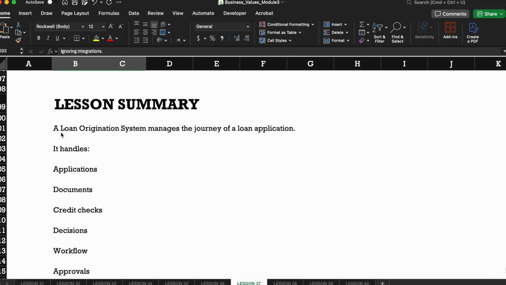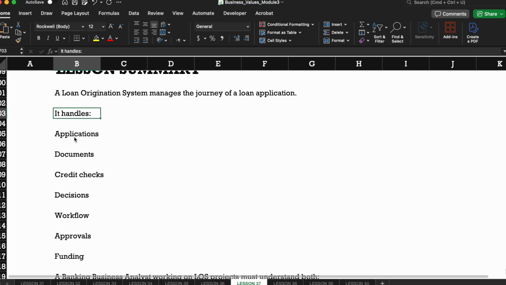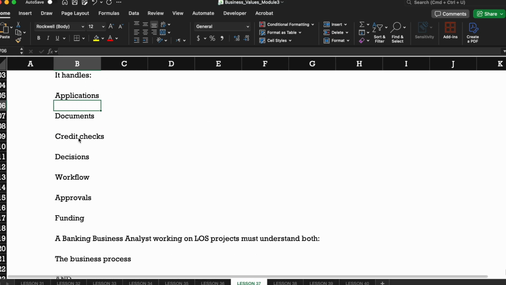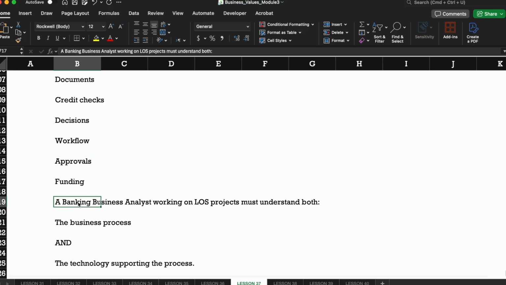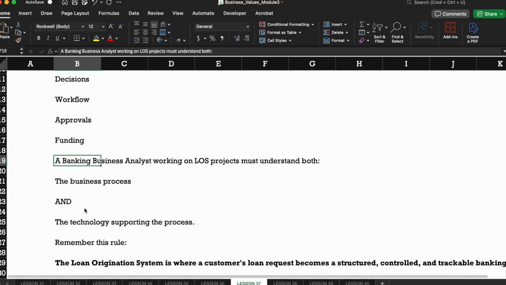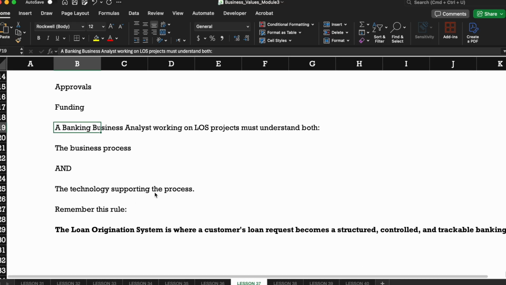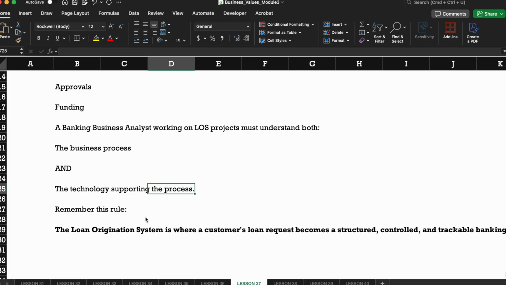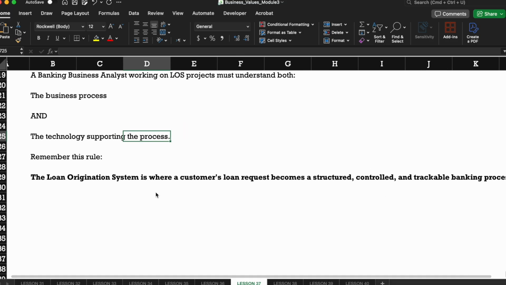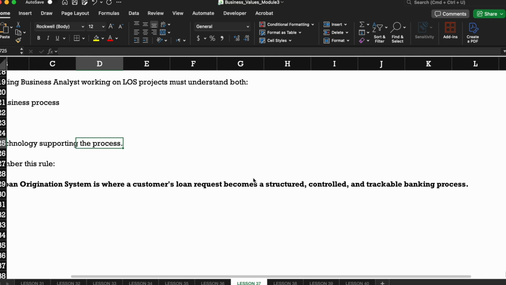Lesson summary. A loan origination system manages the journey of the loan application. It handles application, documents, credit check, decision, workflow, approvals, funding. A banking business analyst working on LOS projects must understand both the business process and the technology supporting the process. Remember this rule: the loan origination system is where the customer's loan request becomes a structured, controlled and trackable banking process.